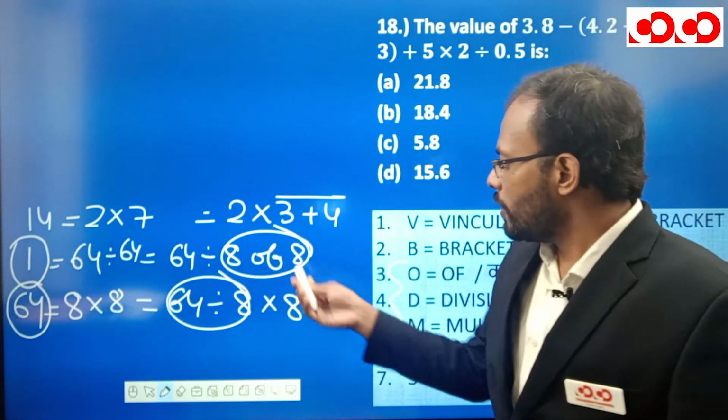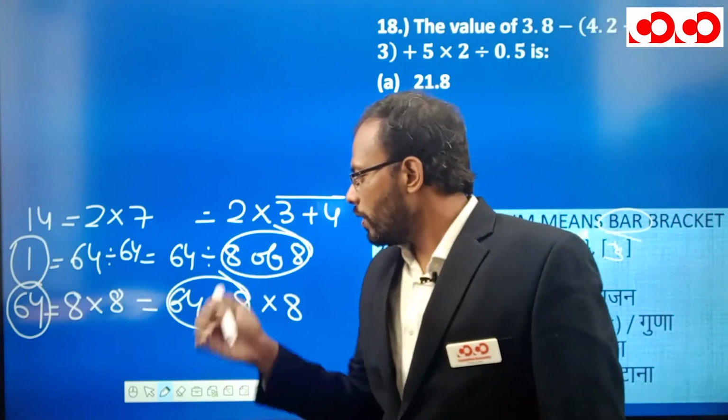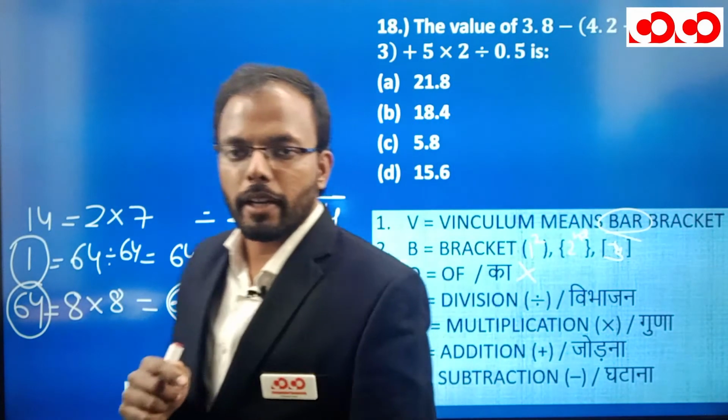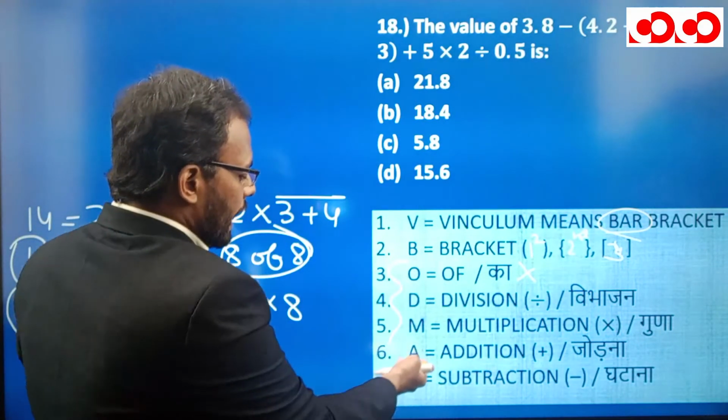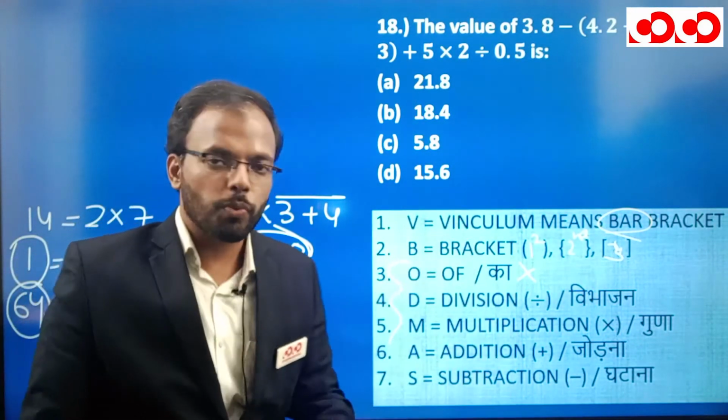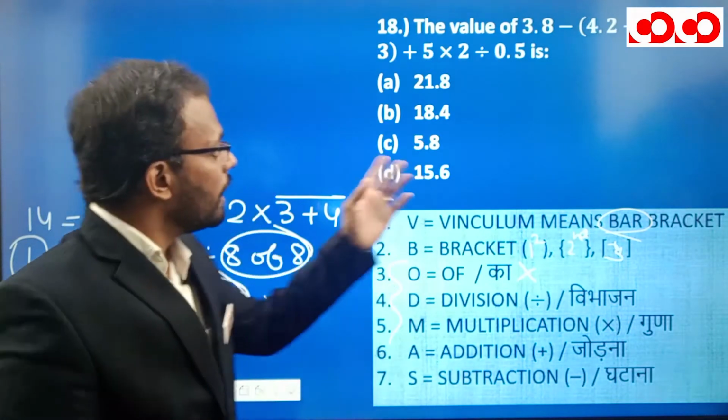Of also means multiplication, but of comes before division, and division here comes before multiplication. That's why you are getting the different answer. A means addition and S means subtraction. This is what VBODMAS is. It's a quick revision. Let's try to solve it now.